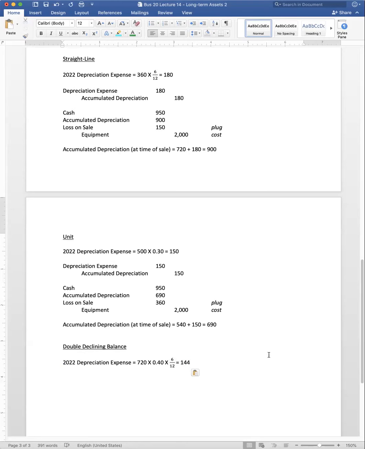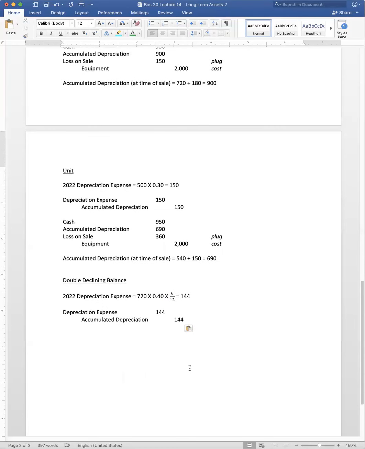Okay. The quick and dirty answer is the only time we don't multiply by the fraction for the year is with unit. Unit is the only method that already takes into account the fact that it's a shorter portion of the year. All of the other methods calculate an annual depreciation, so we do have to multiply by the portion of the year, which in this case is 6/12. Okay, so now that we know it's $144 of depreciation expense for 2022, we're going to record that in a journal entry where we debit depreciation expense and credit accumulated depreciation.